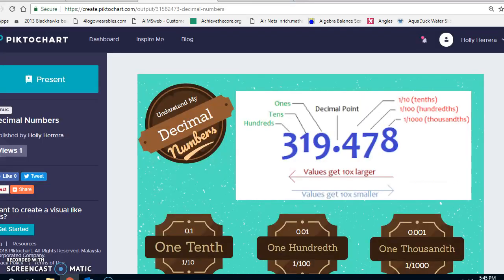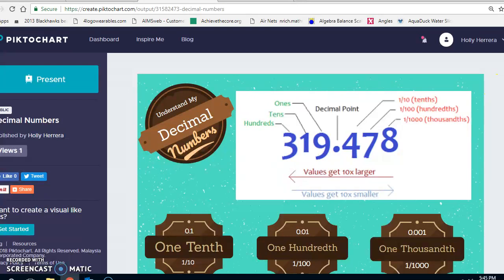I teach sixth grade math, so I chose to create a pictograph that explained decimal place value. Although students should come to me with an understanding of decimal values, many students do not. So I wanted to help those students through the power of visuals. In my pictograph, you can see that one of the first things I thought about was selecting my colors.